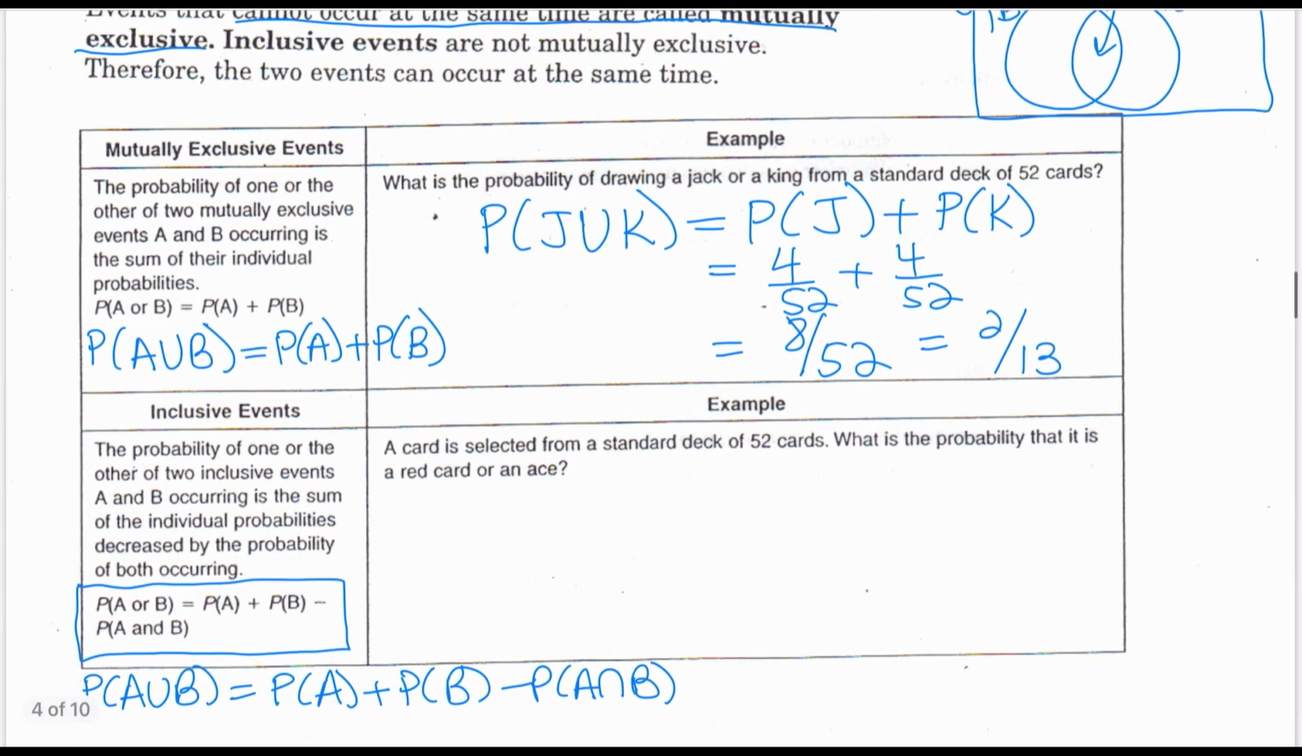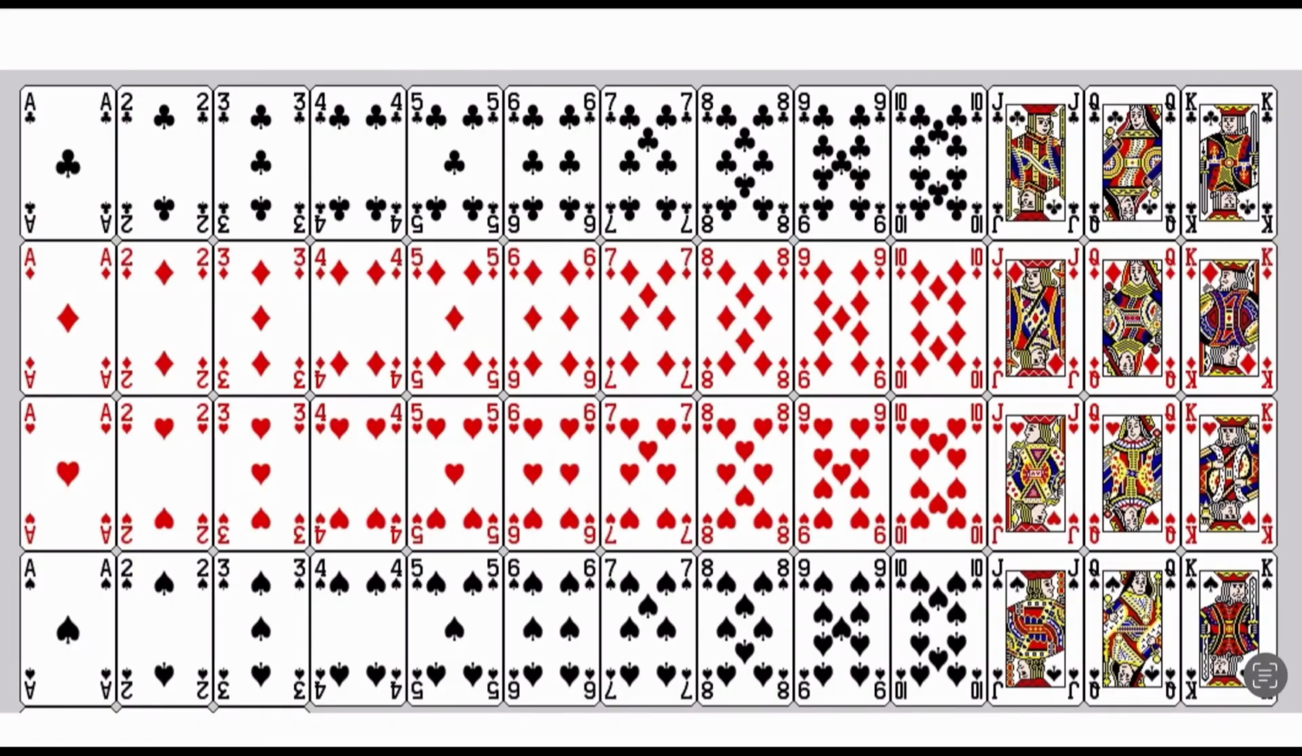So let's take a look at the example. A card is selected from a standard deck of 52 cards. What is the probability that it is a red card or an ace? So take a look at the cards. It can be a red card or an ace. So there are 26 out of 52 cards that are red, half the deck. And there are 4 aces out of 52 cards. But 2 of those aces are red, so you don't want to overcount.